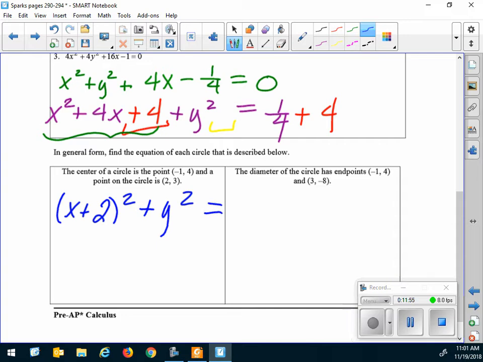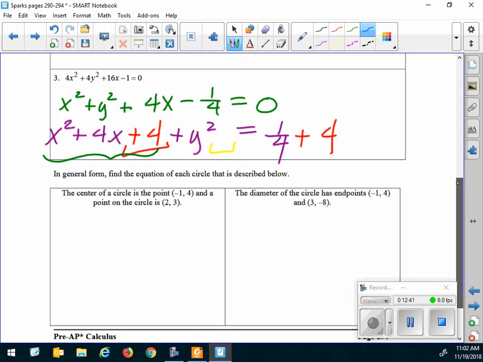Equals what? 17/4. What's the center? Negative 2, 0. What is the radius? Yeah, the radius is the square root of 17 over 2. Please do not put the square root over the whole thing since we've taken the square root of the denominator. Questions? Okay.